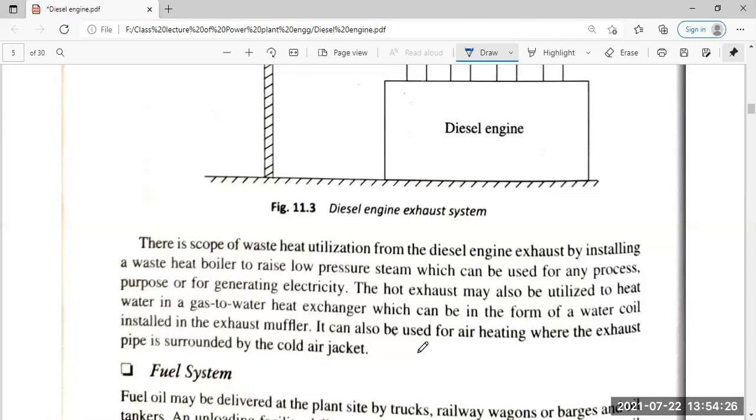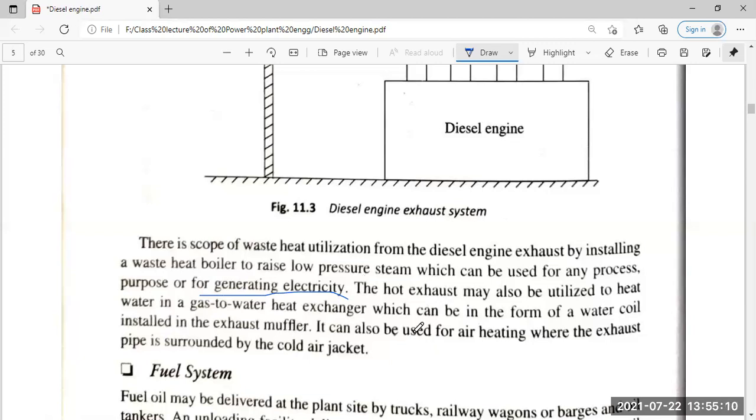So the flue gas outlet, which has high temperature, can be utilized for boiling a certain amount of water, which can be used for other purposes like washing clothes or cleaning areas. Generating electricity is also possible. The hot exhaust can also be utilized to heat water in a gas to water heat exchanger, which can be in the form of a water coil installed in the exhaust muffler itself.